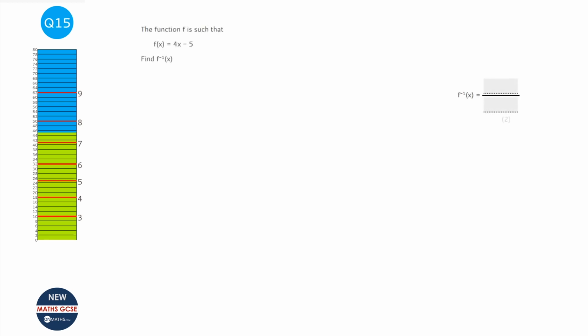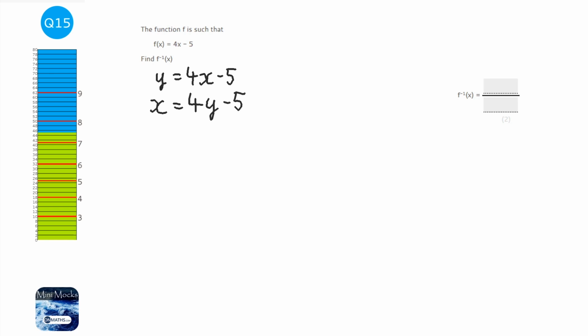So what this question is asking us to do is find the inverse function. That's what the f to the power of minus 1 means. And there's a really easy way of doing this. If we rewrite the function as y equals 4x minus 5, to find the inverse of it, we just literally swap the y and the x around. So x goes here and y goes here. Then the task is to try and get y equals, to make y the subject.